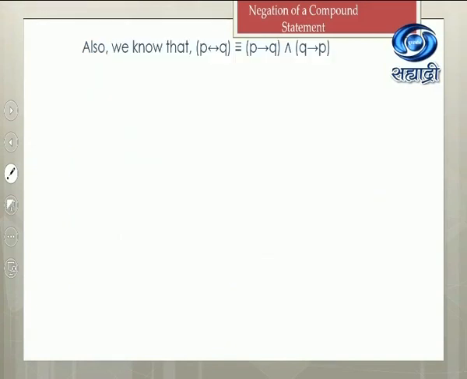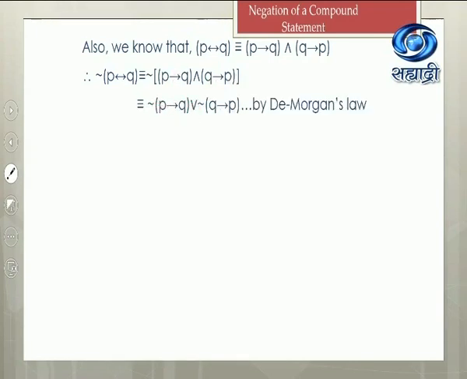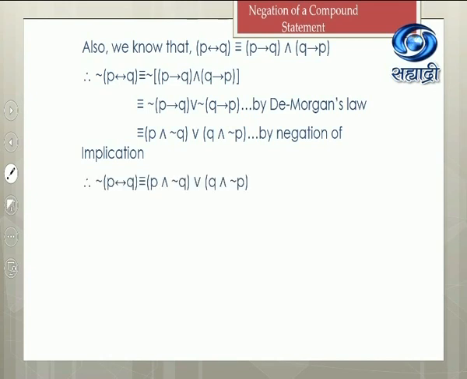Also, we know that P if and only if Q implies P implies Q and Q implies P. So if we take the negation on both the sides, it gives you, open the brackets, negation of P implies Q, and this will become or, negation of Q implies P. Then negation of implication: we know that P implies Q is P and negation Q, or will remain as it is, Q and negation P will be the negation of Q implies P. So by both the methods we have proved the negation.